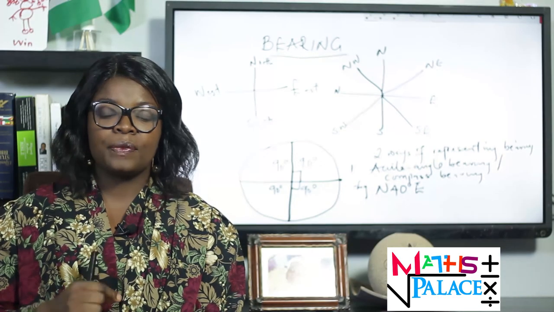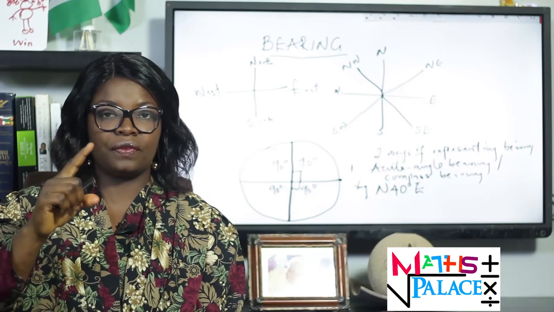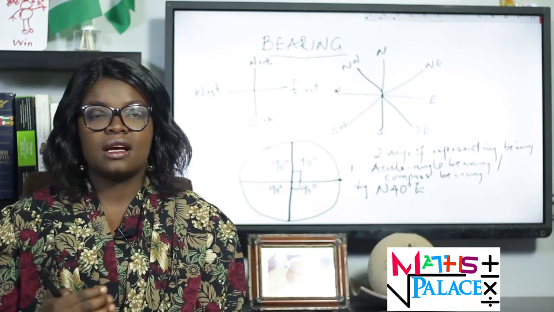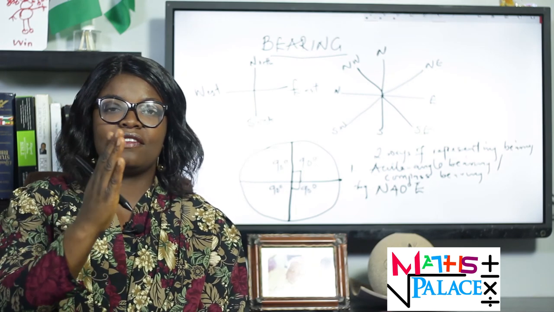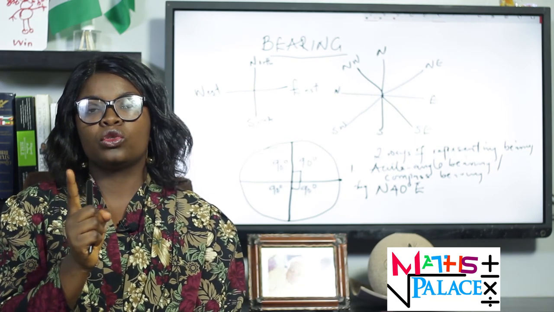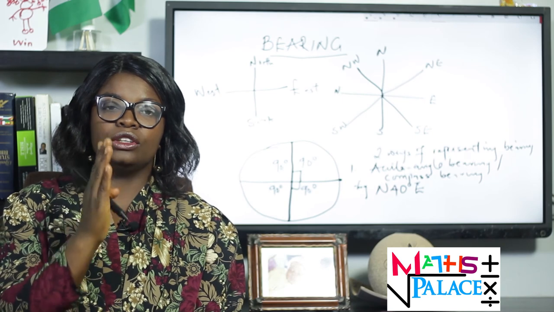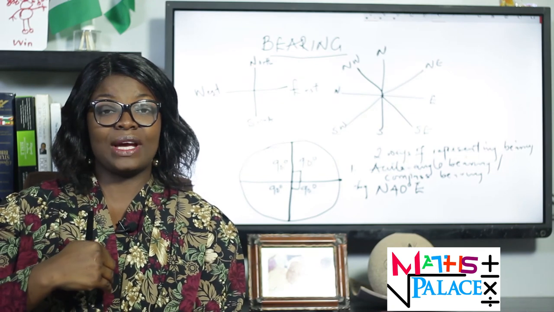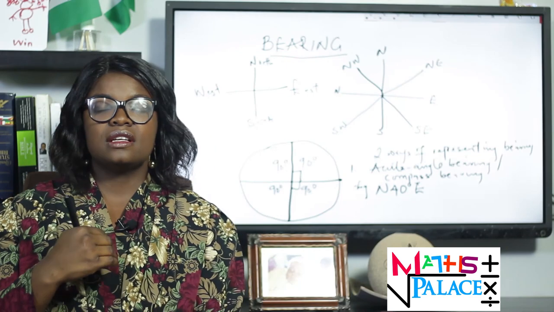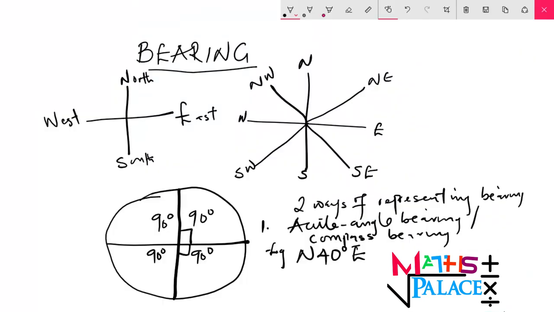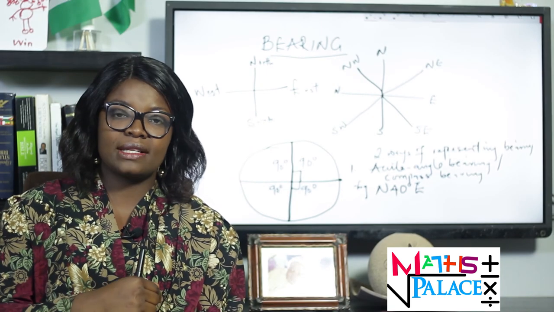Also note that acute angle bearing takes bearing either from the north or from the south. Most times you see they say northeast, northwest, southeast, southwest. When it is north, you face the north, and if it is east, you move towards the east. If it's northwest, you stay on the north and move towards the west. If it's southwest, you stay on the south and move towards the west. If it's southeast, you stay on the south and move towards the east. So you start from the north and go eastward or westward, or you start from the south and go eastward or westward.